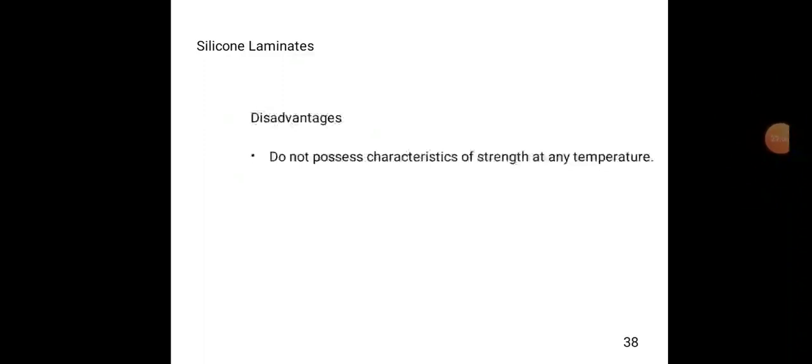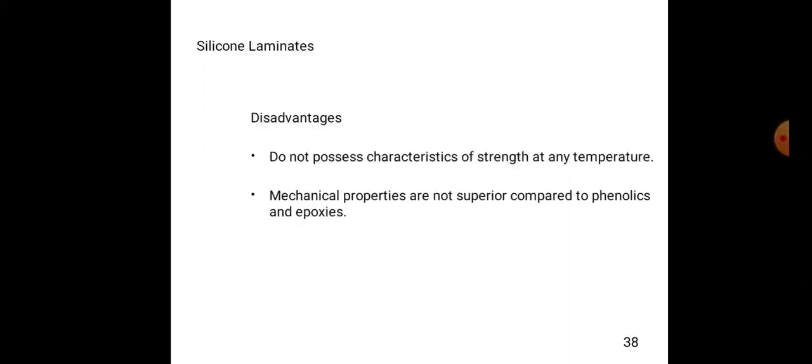The disadvantage is they do not possess strength characteristics at any temperature. They don't have the characteristics of strength. The laminate does not have that, so we don't generally use it. Mechanical properties are not superior compared to phenolics and epoxies. The mechanical properties are also not good. That's why we don't use the silicon laminates frequently.